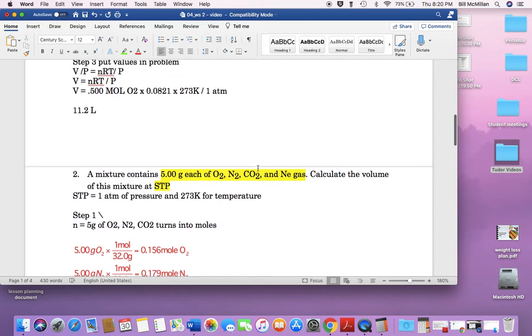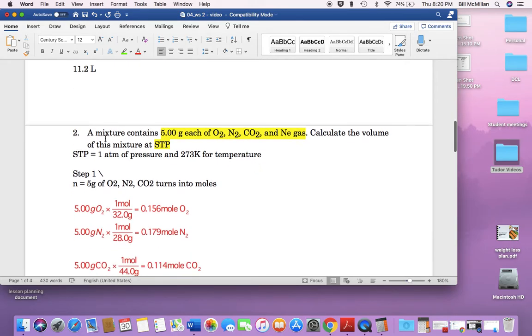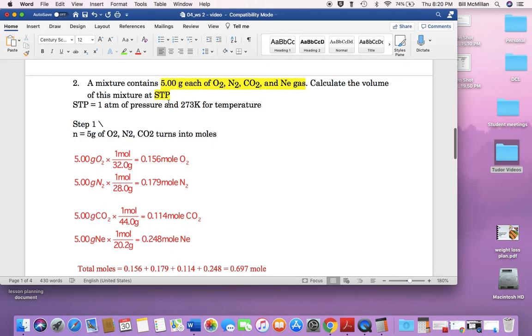Question 2. A mixture contains 5 grams of each of these gases. Calculate the volume of this mixture at STP. Again, STP is 1 atmosphere pressure and 273 Kelvin for temperature. So they give you 5 grams, and you're going to look for the moles of these 4 gases.